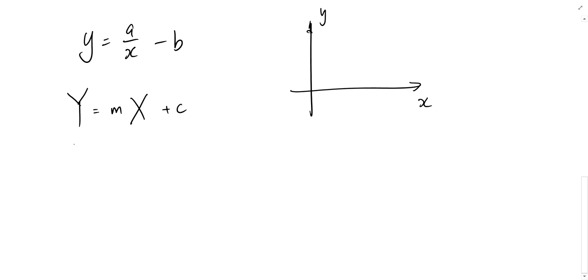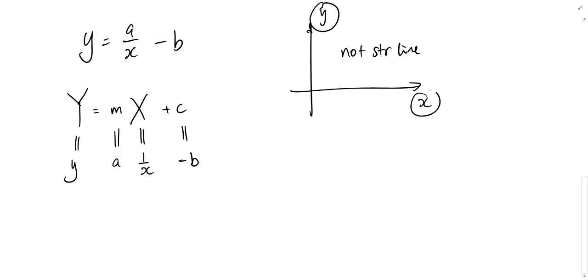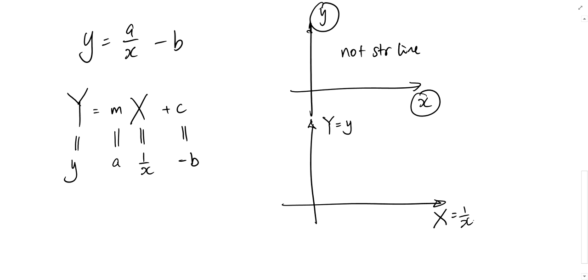In this case, can you tell me what is our big Y equal to? Small y. M is equal to? Big X? Good. And our c? Negative b. Therefore, this one is not a straight line, because we've got small y, small x. But if I've got big Y equals y, and big X equals 1 over x, I will now get a straight line. Do you understand?